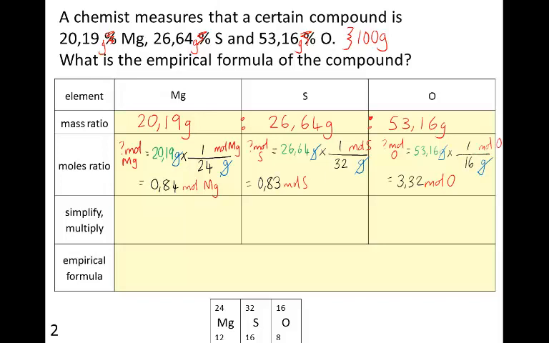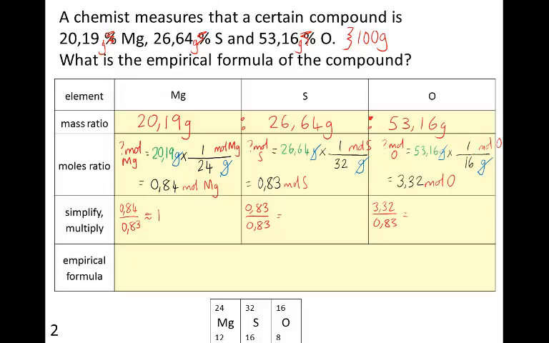So here we have a molar ratio, a particle ratio, but we need our particle ratio in the simplest whole number format. How do we get that right? We choose out the smallest number, 0,83, and we divide through everything by that. 0,84 divided by 0,83, 0,83 divided by 0,83, 3,32 divided by 0,83. What do we get? You can see that this is going to basically give 1.